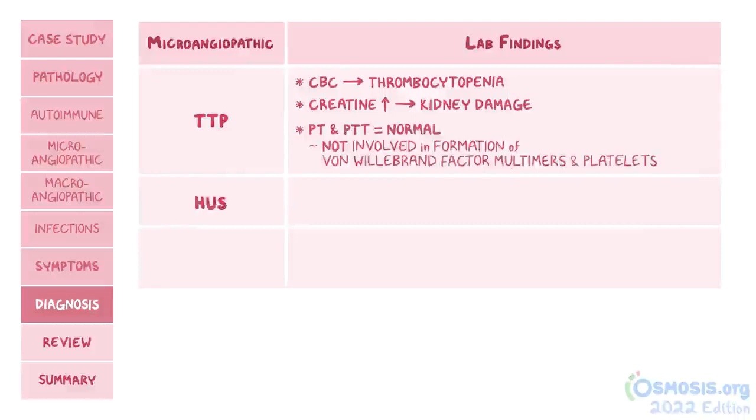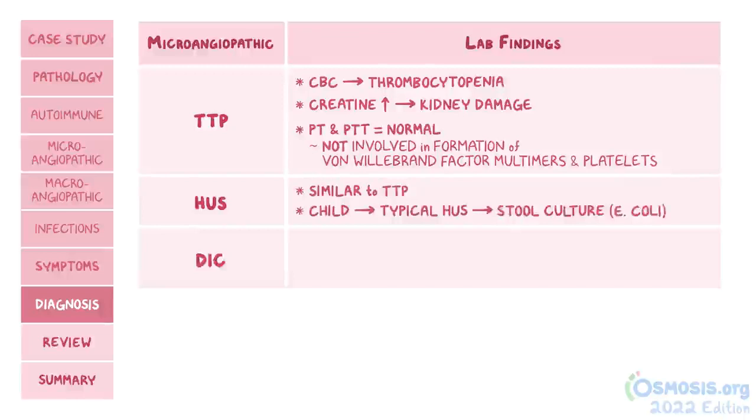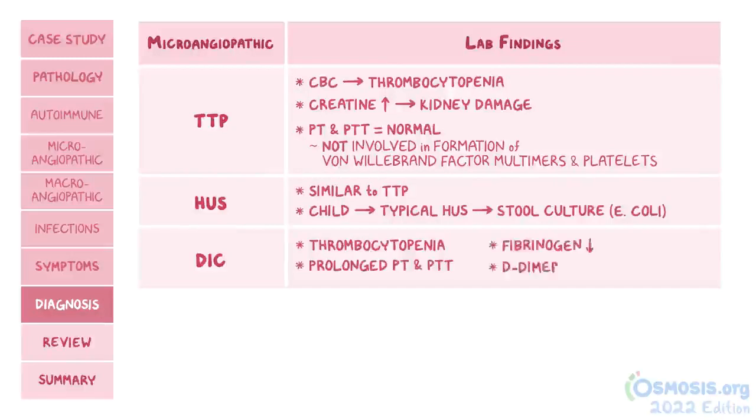Laboratory studies in HUS are similar to TTP. In a child where typical HUS is suspected, stool cultures can be sent off to look for E. coli. In DIC, there's usually thrombocytopenia and a prolonged PT and PTT. Additionally, fibrinogen levels are decreased and there are elevated D-dimer levels, which indicate accelerated clot lysis.